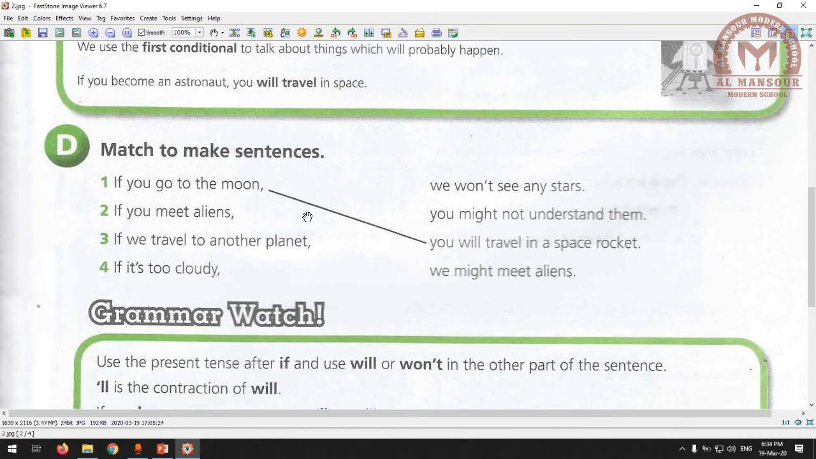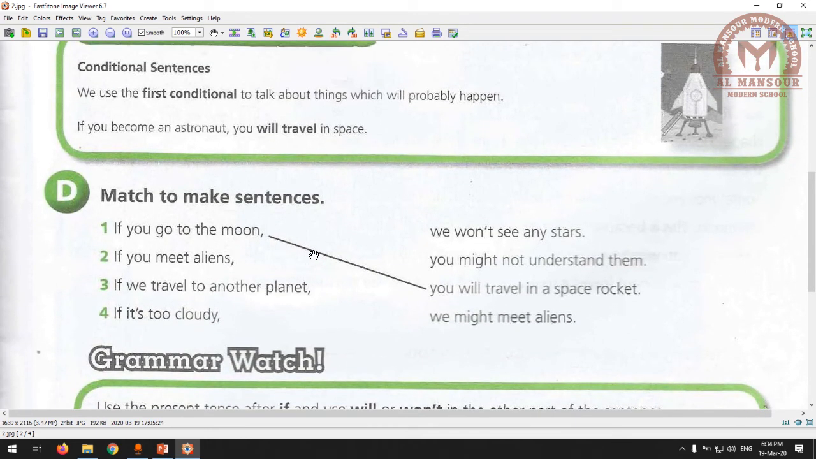Okay. And here we have the if conditional. If you remember, in the if conditional, the if clause is in the present simple. The second sentence is will, the future simple. Okay, so the first one is already solved. If you go to the moon, you will travel in a space rocket. Okay, you can finish the rest by yourself.